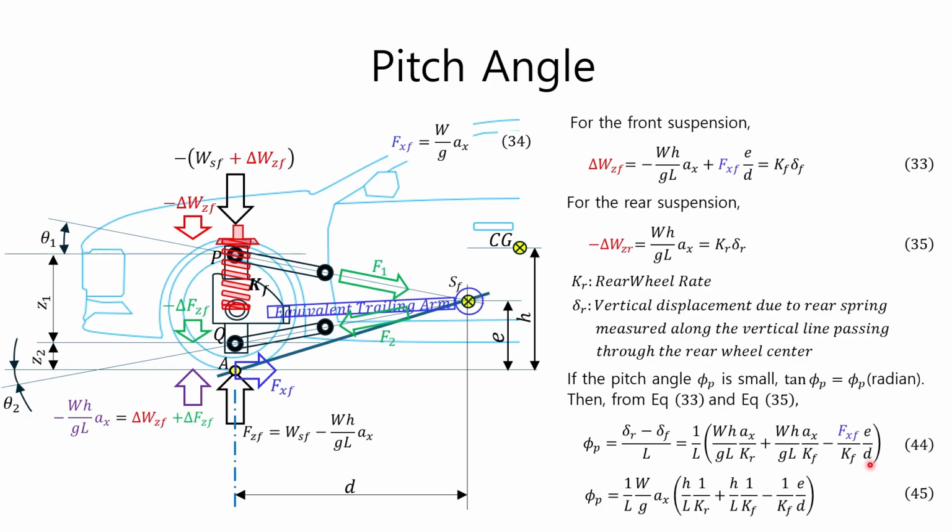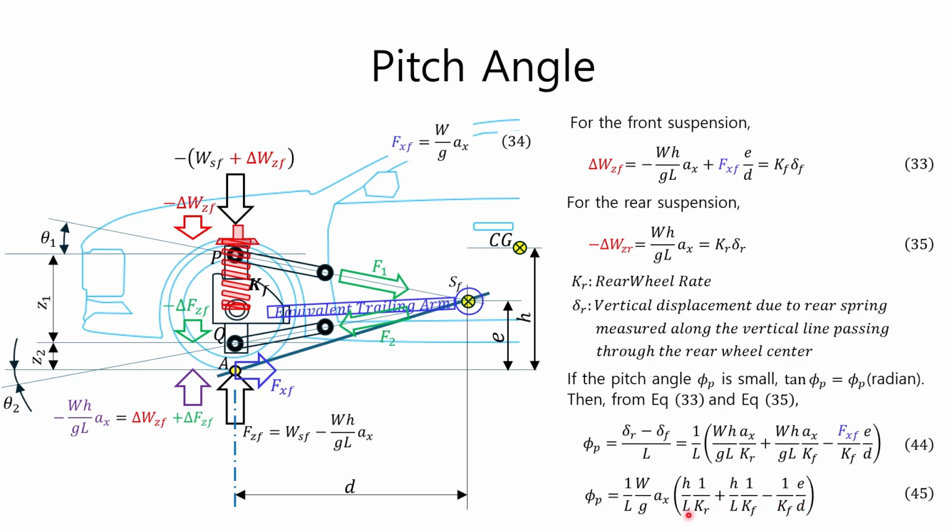Here, the spring displacement has a positive value at the bump and a negative value at the rebound. Rearranging equation 44, the pitch angle, phi p, can be expressed as equation 45. As expected, the pitch angle, phi p, expressed by equation 45 indicates that it can be expressed as a function of acceleration, mass, front and rear wheel rates, and the geometry of the front suspension link.